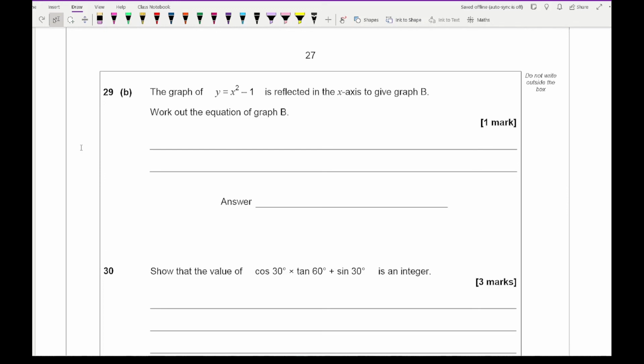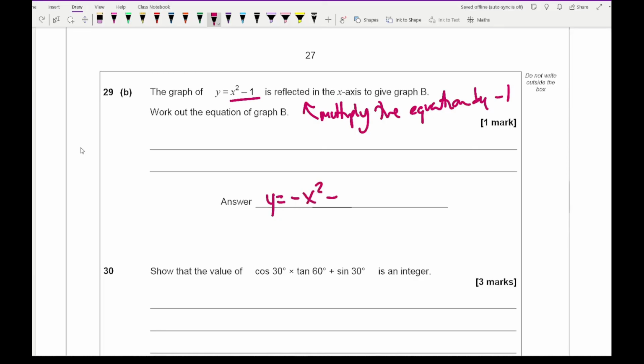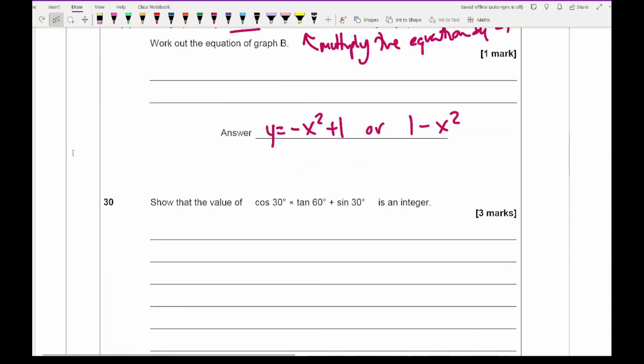So here, all we need to do is basically multiply everything by minus 1. So multiply the equation or the function by minus 1. So if we change the sign of all of this, we get y equals minus x squared plus 1, or 1 minus x squared. Any of those would be absolutely fine.